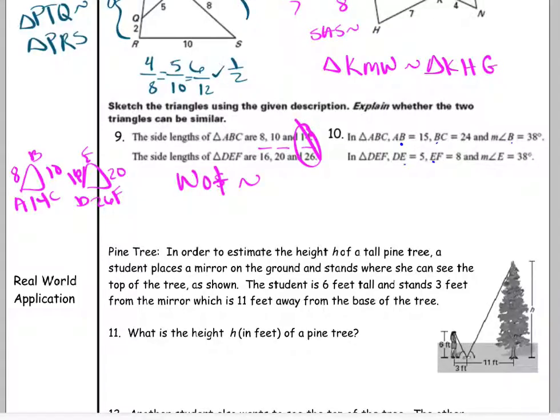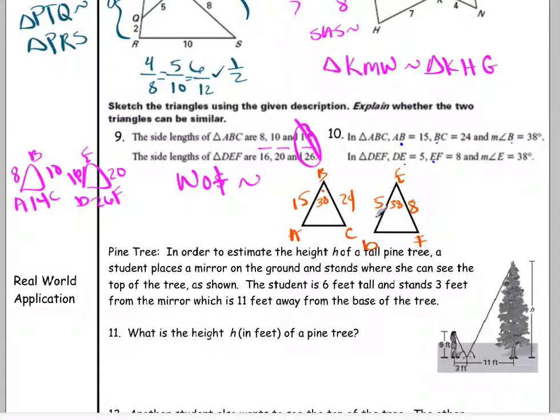So for these, having a picture will be helpful. So just making a picture there. So if I've got A, B, C at 15 and 24, and B is 38, for that angle. And then DEF at 5, EF at 8, and then 38. So again, pictures not drawn to scale.